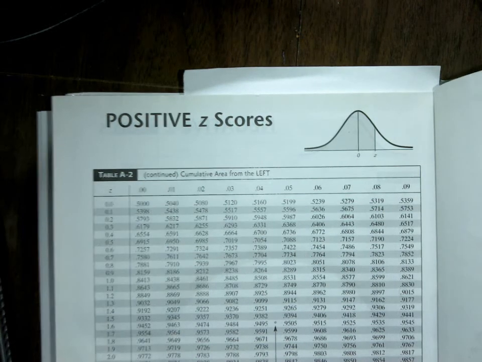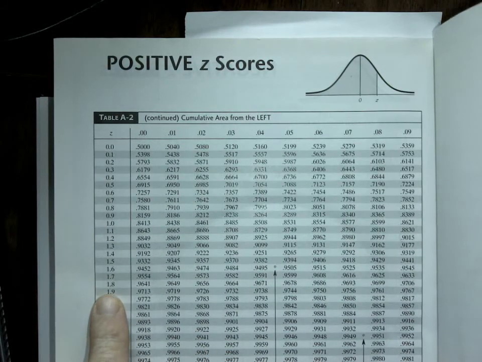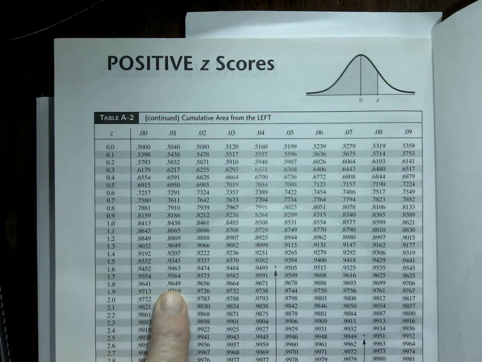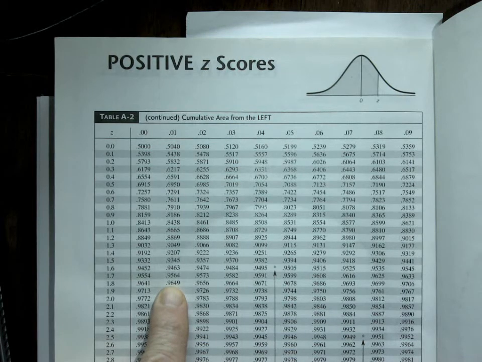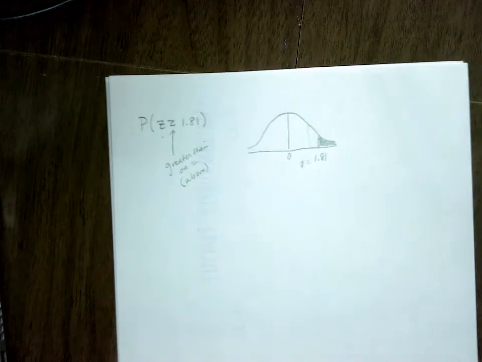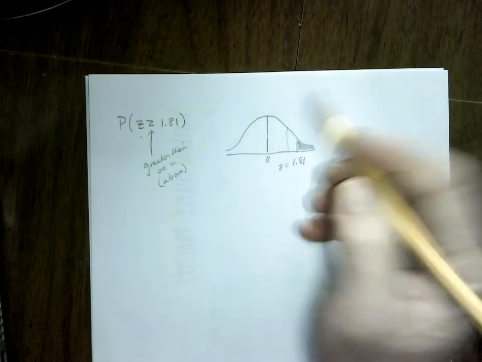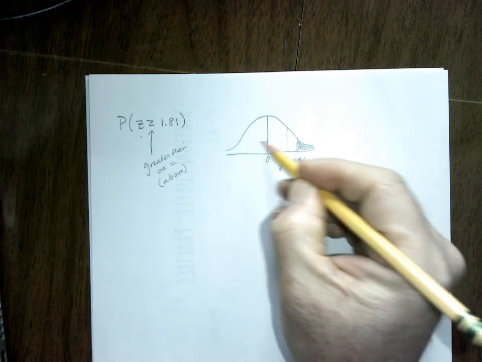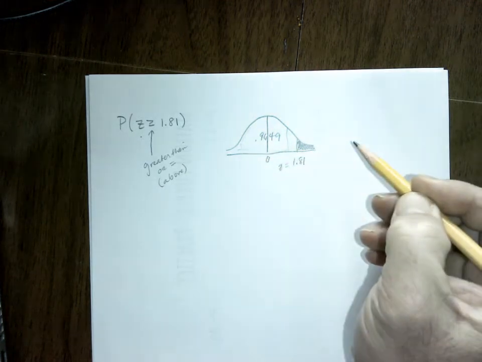So let's see. 1 point. I got to slide up just a little bit. 1.81 is right there. So 0.9649. Paper back in place. All right, but 0.9649 represents this area, which is not what I want.